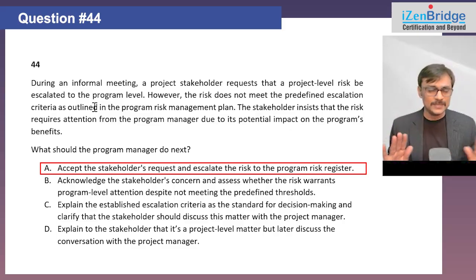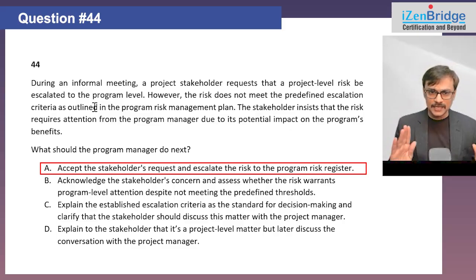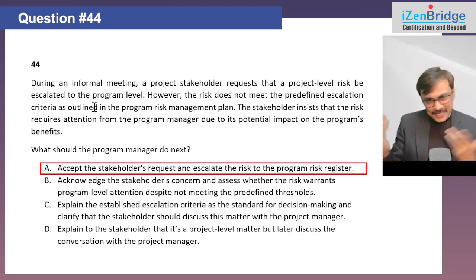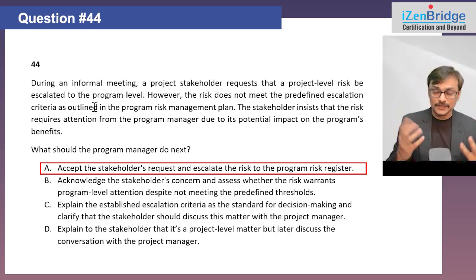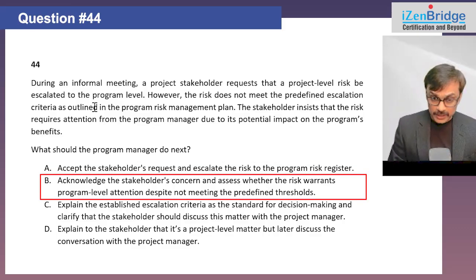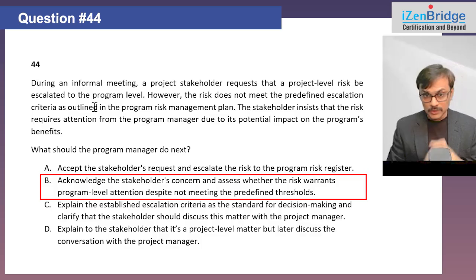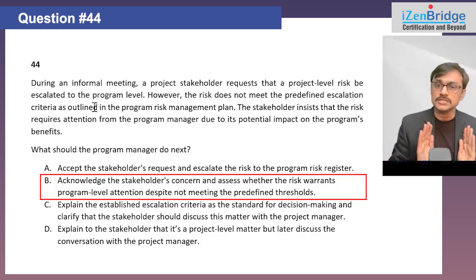So I should not be accepting the idea of the stakeholder outright, and I should not be rejecting the ideas of the stakeholder. I should be giving it due importance, due attention. Yeah. And after giving that attention, we will figure out what we should do about it. Option B, acknowledge the stakeholder's concern, great idea, and assess whether the risk warrants program level attention despite not meeting the predefined threshold. Looks all good. So to me, option B is a nice one.